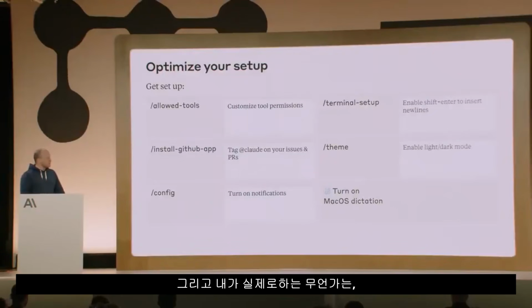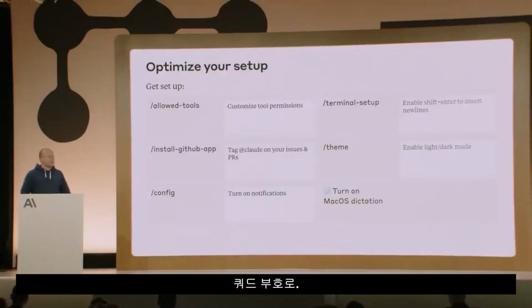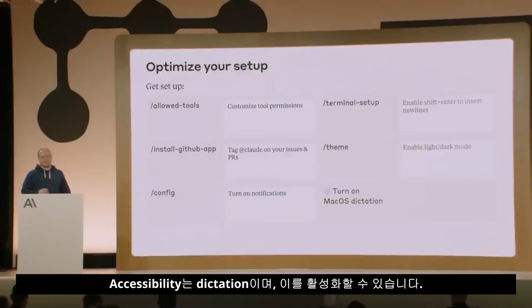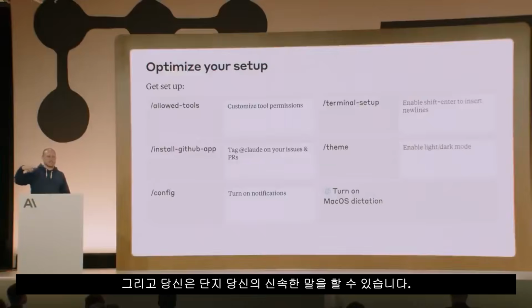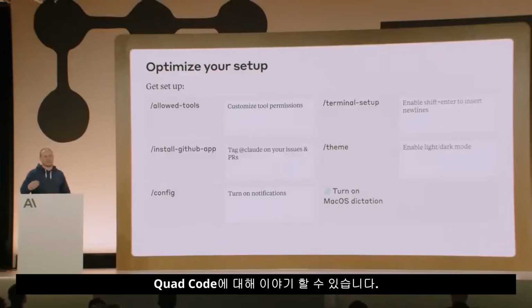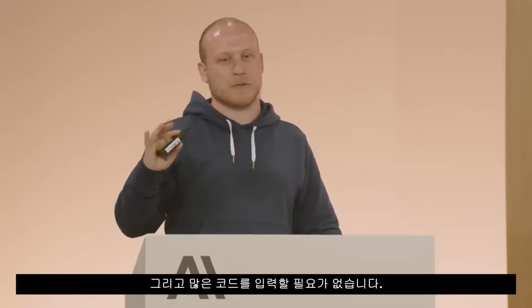And something that I actually do is, for a lot of my prompts, I won't hand type them into Claude Code. If you're on macOS, you can go into your system settings, under accessibility is dictation, and you can enable it. And so something I do is you just hit the dictation key twice, and you can just speak your prompt. And it helps a lot to have specific prompts. So this is actually pretty awesome. You can just talk to Claude Code like you would another engineer, and you don't have to type a lot of code.